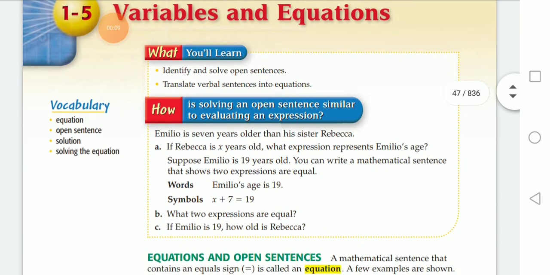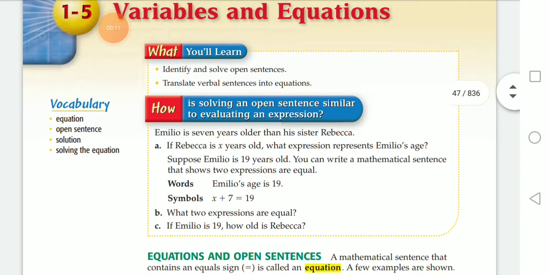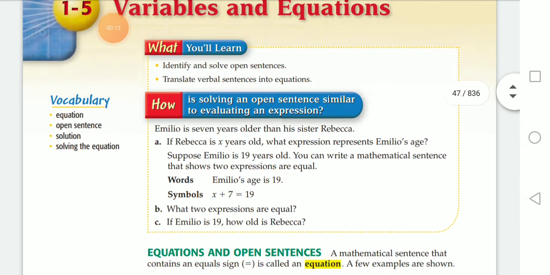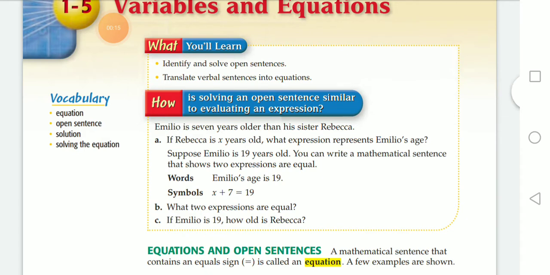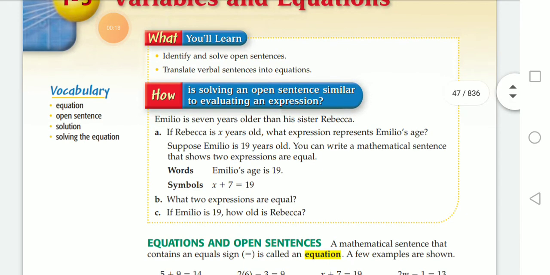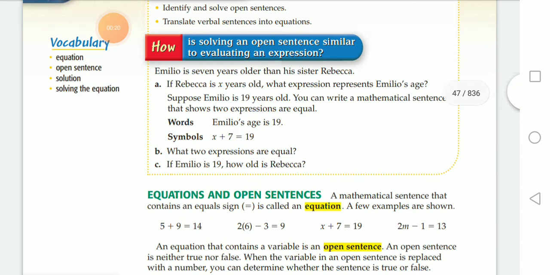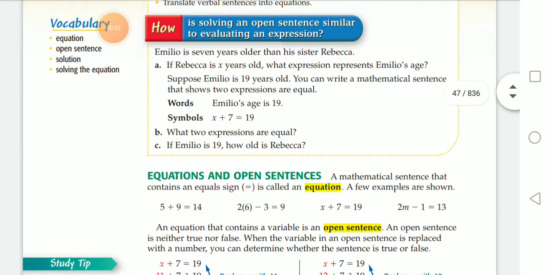By the end of the lesson, you will learn how to identify and solve open sentences, translate a variable sentence into equations. So, how is solving an open sentence similar to evaluating an expression?